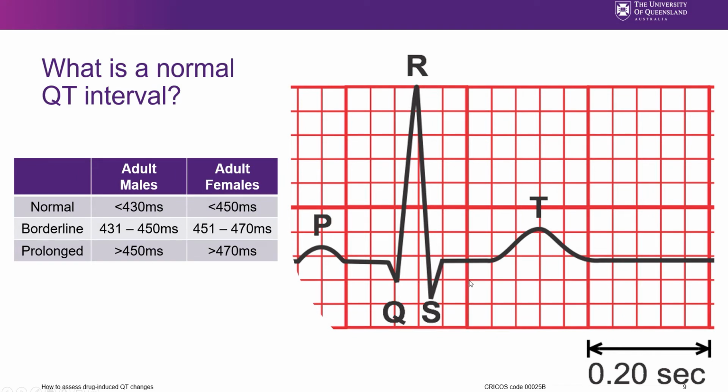When we're measuring the QT interval, as we discussed earlier, we are measuring from the start of the QRS complex, and we are ending at the end of the T wave. So you can measure this distance with your caliper tool or by counting the squares. In the example on our screen, the length of the QT interval would be 320 milliseconds.